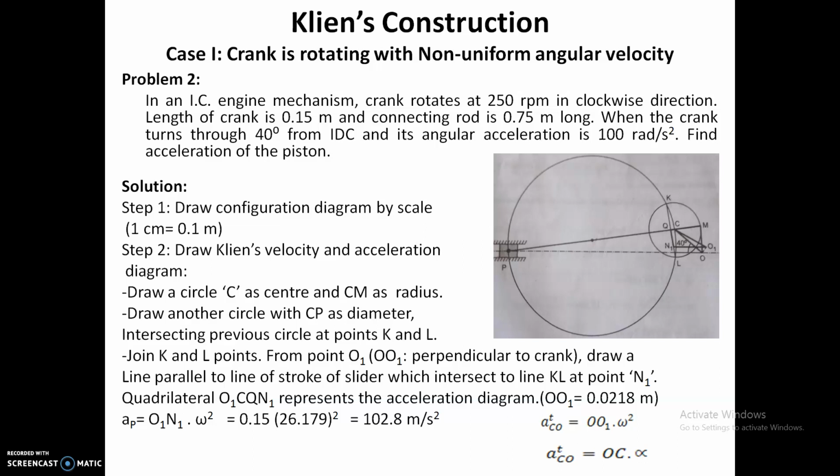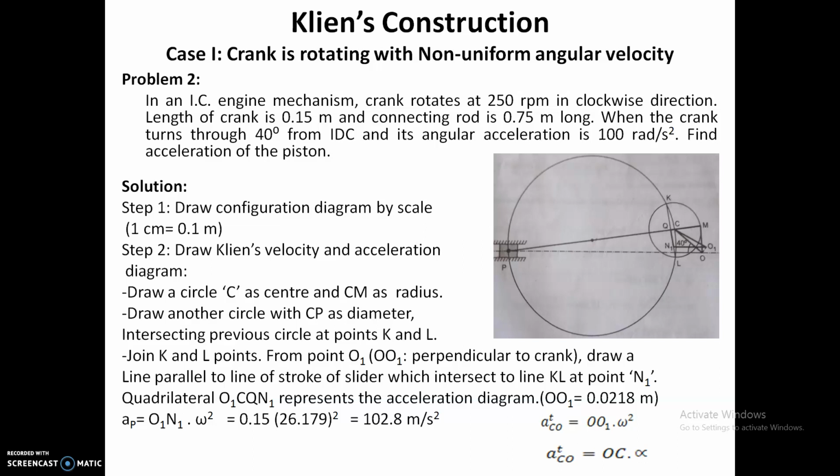Now how to solve this problem for getting the unknown? Again, the different steps are discussed by Kliens. The name is given as Kliens construction. Some types of construction have been given by Kliens. So the same one, only some changes are there. First of all, you draw the configuration diagram by using a scale. Here again the dimensions are in meter. So I have chosen the scale for the configuration diagram as 1 centimeter is equal to 0.1 meter.